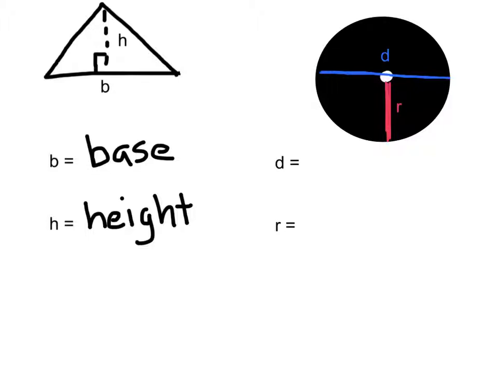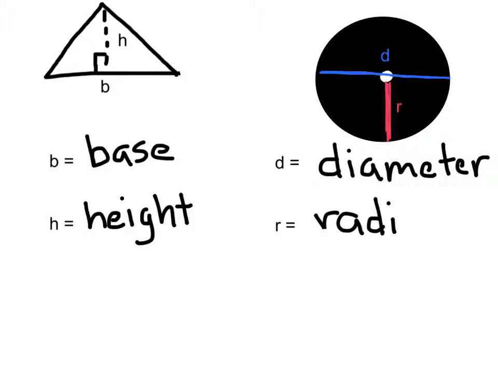We have a circle here. The blue line represents the diameter, or the distance all the way across the circle through the center. And the red line there, the radius, goes from the center of the circle to the edge of the circle.